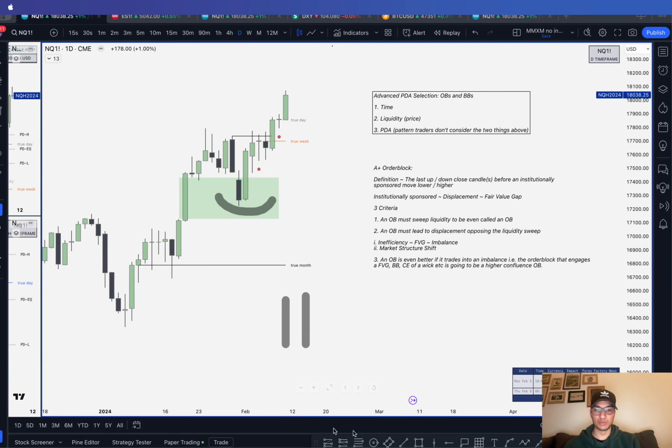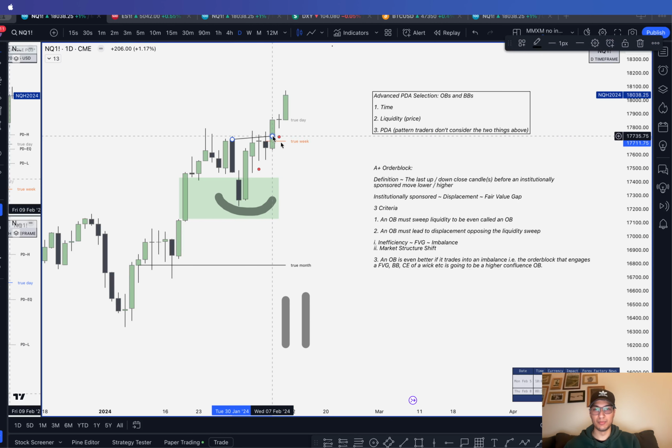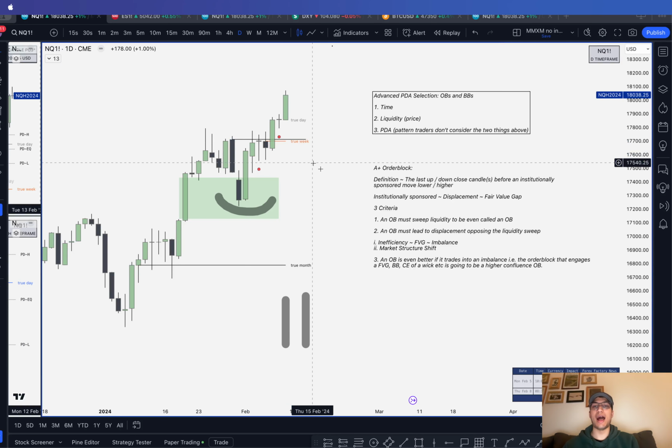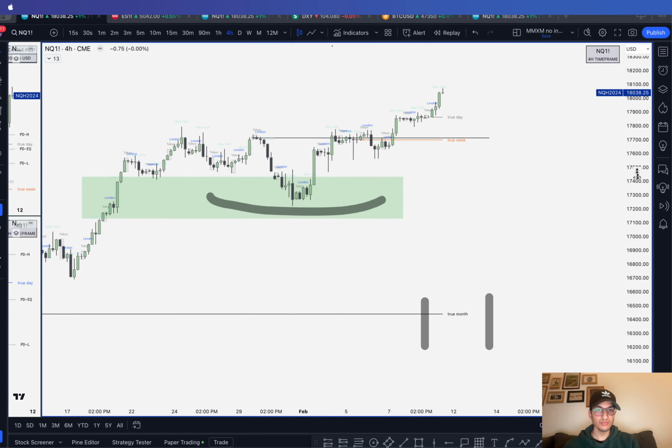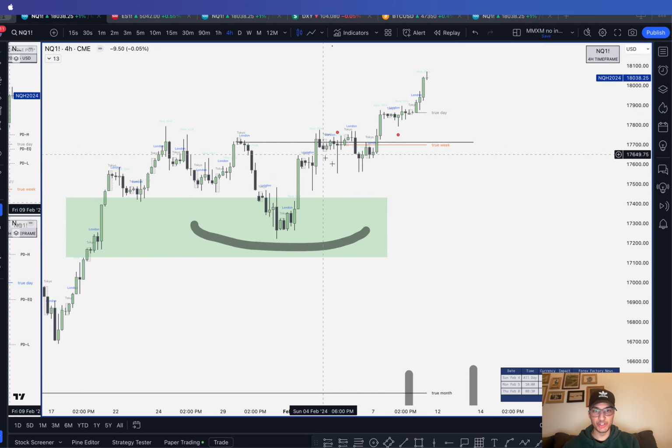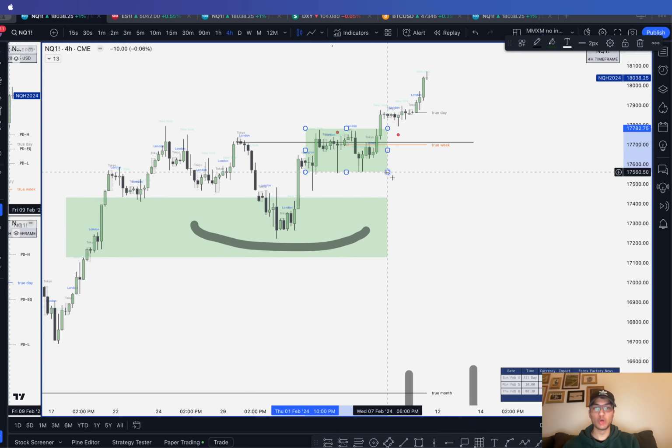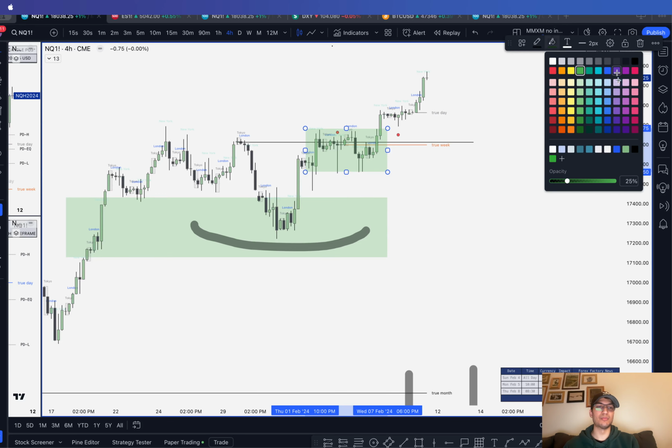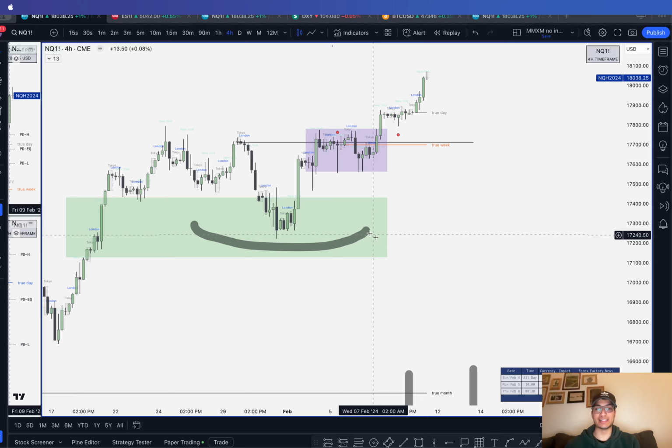This candle right here is going to be defined as our propulsion block, the order block that engages the order block. However, this specific body will act as support for price. So let's go into a lower time frame and see if that's true. Do you notice how we accumulate inside of this order block?